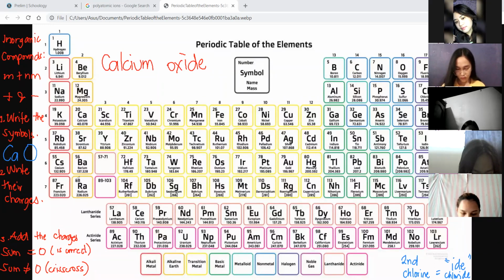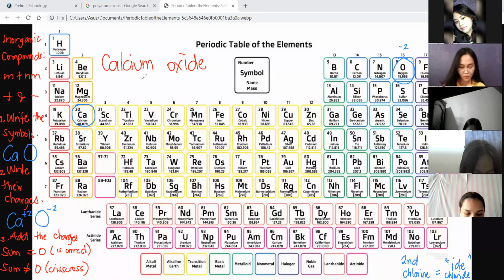Now, what's the next thing that we are going to do? Write the charges. Let's identify their charges. How about calcium? What will be the charge? Positive. Take note class, calcium is found here sa group 2. So, iyahang charge kay positive 2. How about the oxygen? Negative 2 po. Negative 2. Okay, take note. This one here is negative 2. So, next, add the charges. Positive 2 plus negative 2. 0 po. 0. So, pag 0, unsa himuon, we just combine the symbols and that is already the correct chemical formula for the given compound.